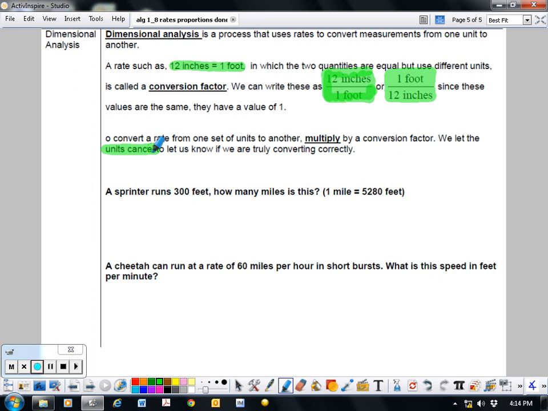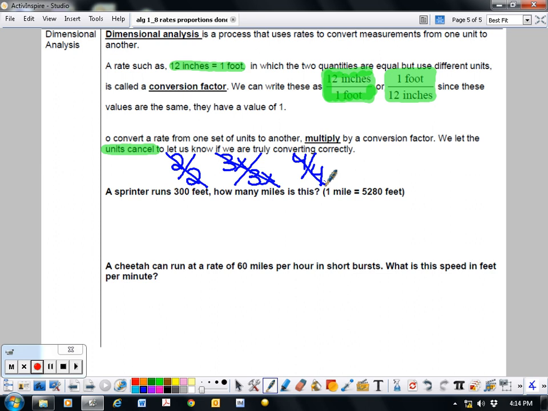So if I'm trying to change from feet, I'm going to have feet on top. I need to have feet on bottom because like 2 over 2, here let me demonstrate this. So 2 over 2 cancels each other out. Or a 3x over 3x cancels each other out. 4 divided by 4 is 1. It cancels each other out. And so we do that to try and help change those units.